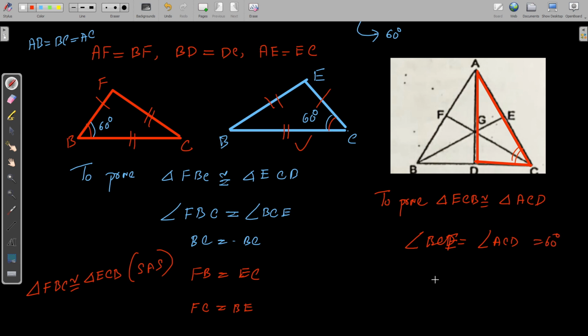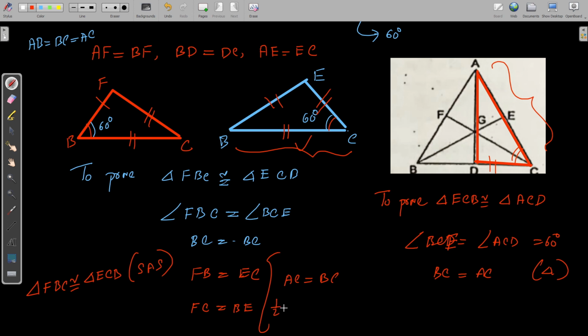After that, what do we have over here? See, next BC is the side of the triangle and AC is the side of the triangle. So we can write side BC equals side AC because they are parts of an equilateral triangle. After that, see, we have here EC and here we have DC. Just like we did in the previous question, if AC is equal to BC, because there we already wrote that, that means what? Half of AC will be half of BC.